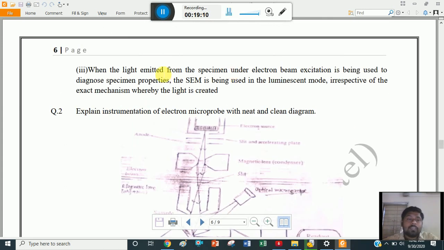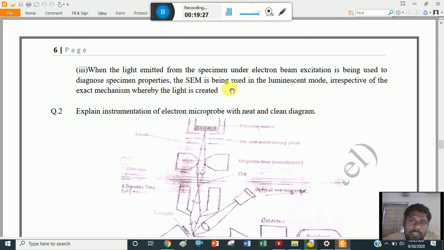A third mode is called when the light emitted from the specimen under the electron beam excitation process is used to diagnose specimen properties. The SAM is being used in the luminescent mode, irrespective of the exact mechanism by which the light is radiating.